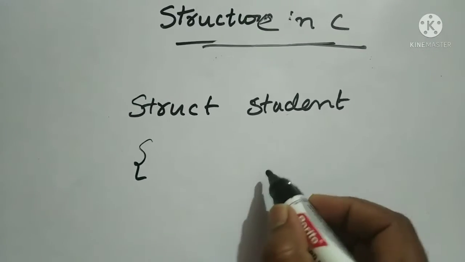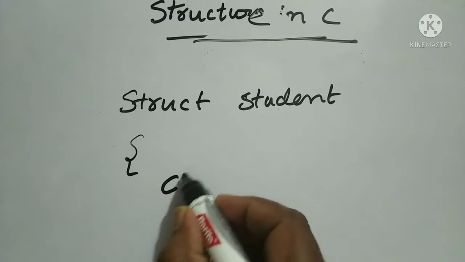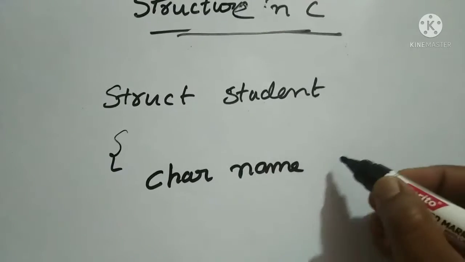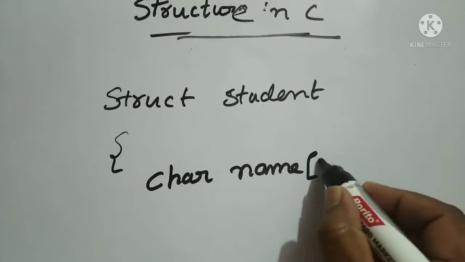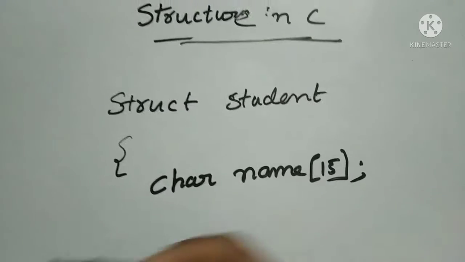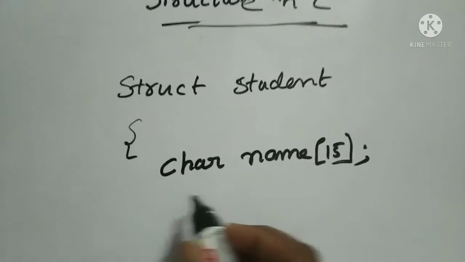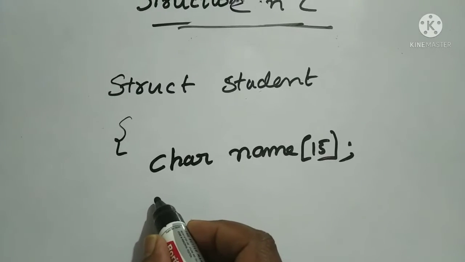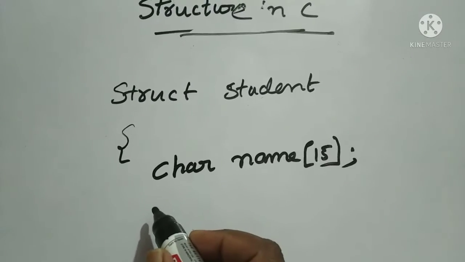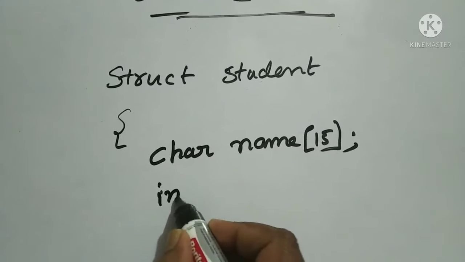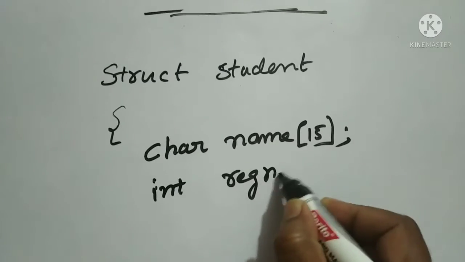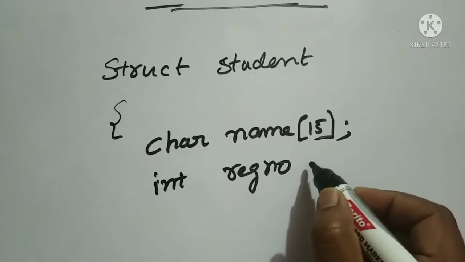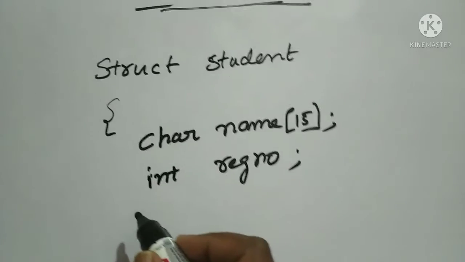We require the name of the student, so I use the data type character for name. This name should hold at least 15 characters, so I will take it as 15. Then we require a register number. For the register number, an integer is enough, so I will take an integer register number. You can name it reg no or anything. There is no need of an array for it.